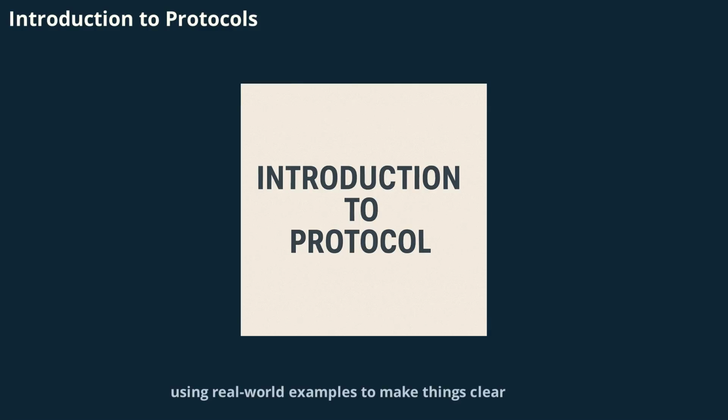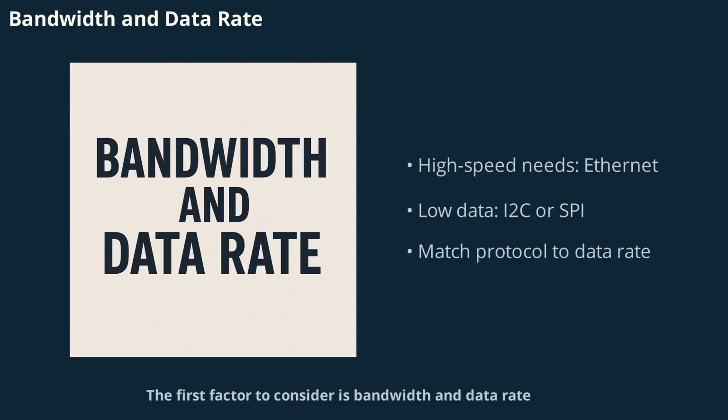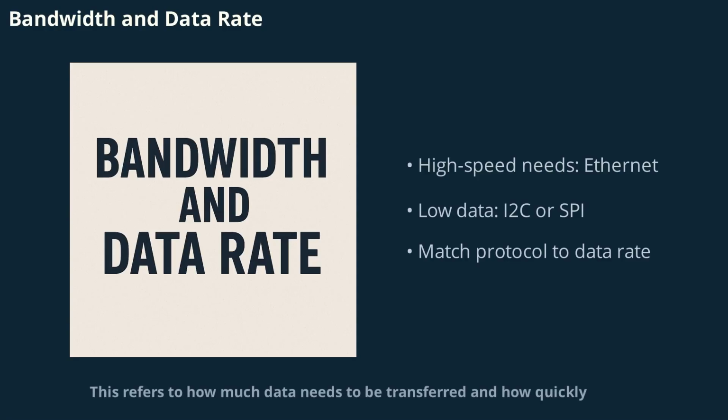make things clear. Let's start by understanding what makes each protocol unique and why your choice matters for performance, reliability, and cost. First factor to consider is bandwidth and data rate. This refers to how much data needs to be transferred and how quickly. For example, if your system needs to handle high-speed data like streaming video from a camera, you'll need a protocol that can keep up, such as Ethernet.